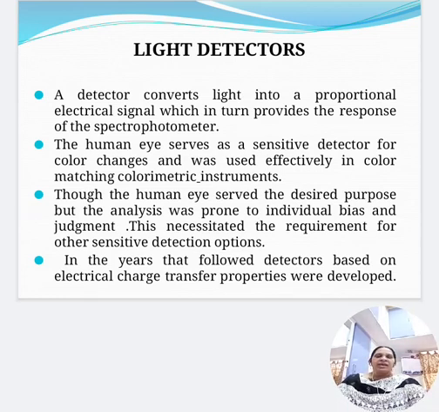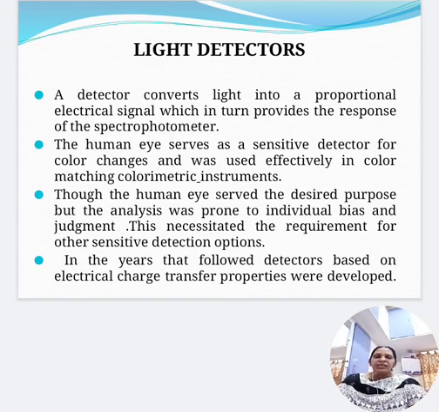Most well resolved light detectors are essentially photon transducers, or photon detectors, that detect electromagnetic radiation and convert it into an electrical signal which can be amplified and transformed into an interpretable spectrum. So, replacing the human eye, we have photon detectors or photon transducers.